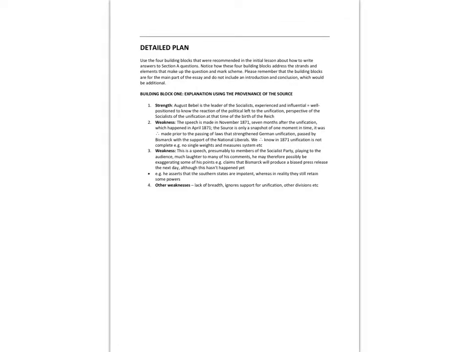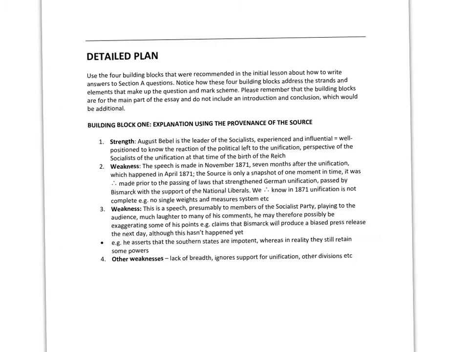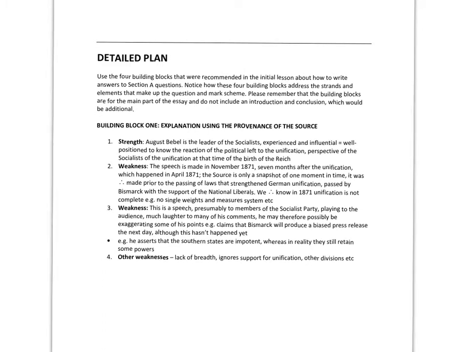Okay, so the detailed plan. I've already given you a detailed lesson about a recommended approach for writing essays for Section A. I basically said there are six main building blocks. Building block 1 is your introduction, building block 6 is your conclusion, which means there are 4 main building blocks in the main part of the answer.